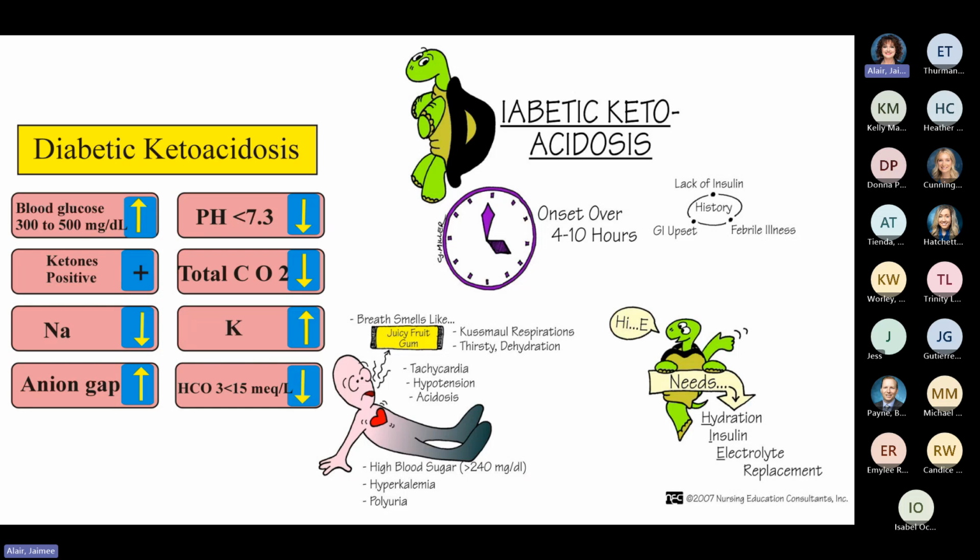So when the patient has a lack of insulin, they get GI upset or febrile illness, then they begin to have increased glucose in the body and increased insulin needs. So they get that fruity smelling breath. They'll have tachycardia, hypotension. They'll get Kussmaul's. They'll be thirsty. Their blood sugar will rise above 240. And then we'll see the hyperkalemia. And then this discusses the HIE, which is hydration, insulin, electrolyte replacement. That's what these patients that are in DKA need.